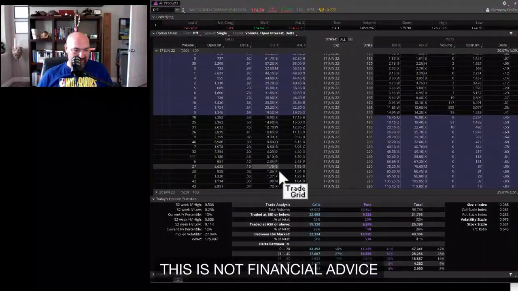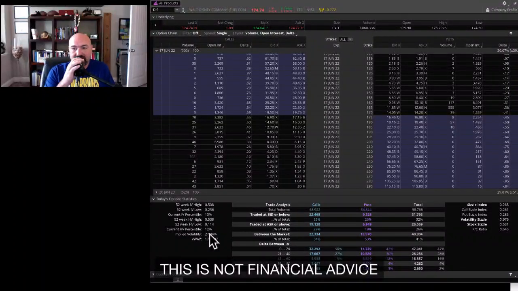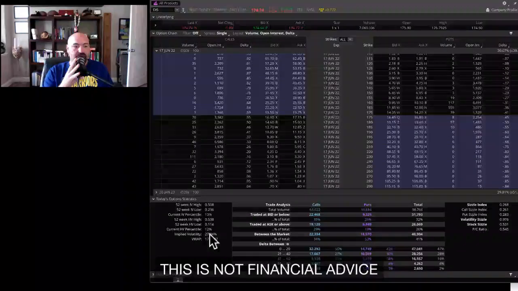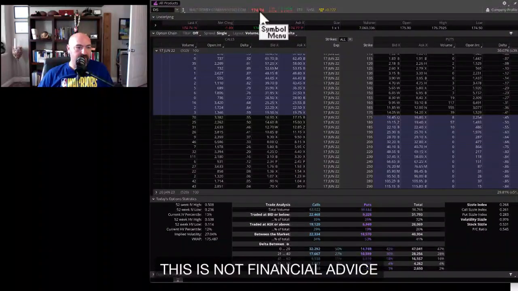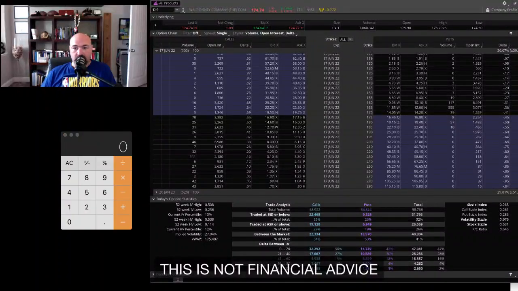So implied volatility right now, and again, every option chain is going to be different and how it looks on your broker's platform, but it's showing that implied volatility for Disney right now, DIS, is 27%. Okay, and so that's basically saying the market thinks the stock will move up or down 27% by next year. The current price of the stock we could find up here is $174.74. Now, I'm not going to attempt to do this math in my head, so let me pull my calculator up.